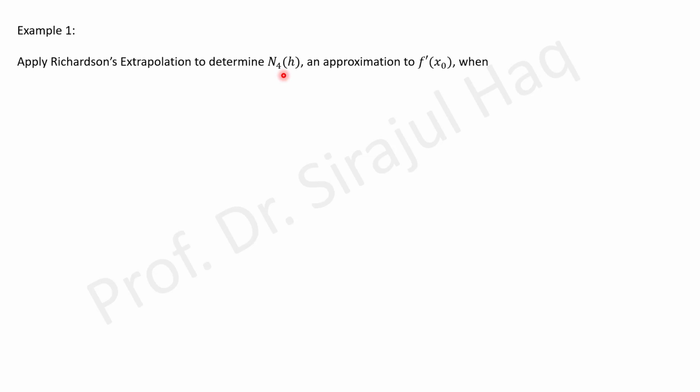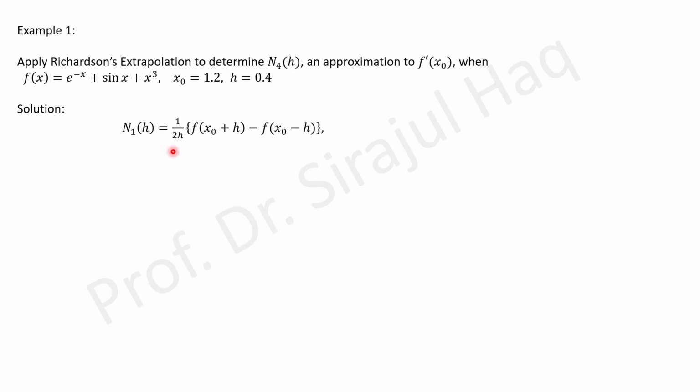But remember, normally when we are using the midpoint formulas, we use the formula where there is 4. And when we are using the endpoint formula, normally we use the first case where there is 2. The function is given to you, the value of x0 is given, and h is given to you. Find f prime of x0 using Richardson extrapolation.